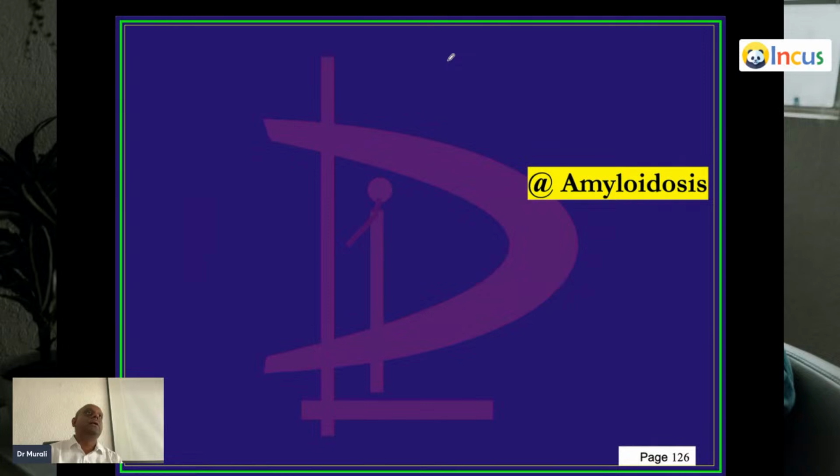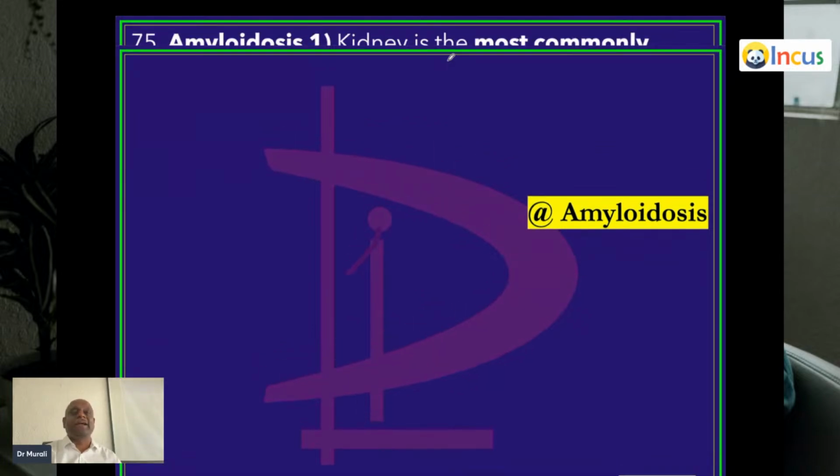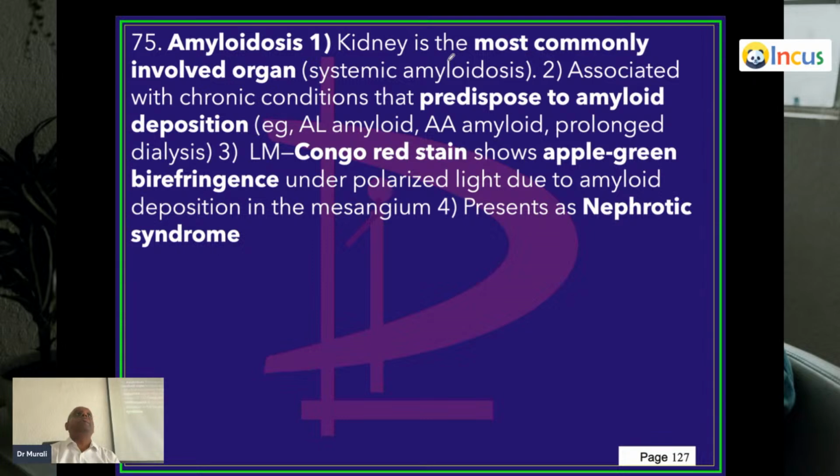That's all. Then comes amyloidosis. Amyloidosis, which stain is it? Congo red, where you find pink hyaline deposits in amyloidosis. In amyloidosis, kidney may be involved, liver, lung, heart may be involved. Amyloid can involve anything. But the kidney is most commonly involved in systemic amyloidosis.